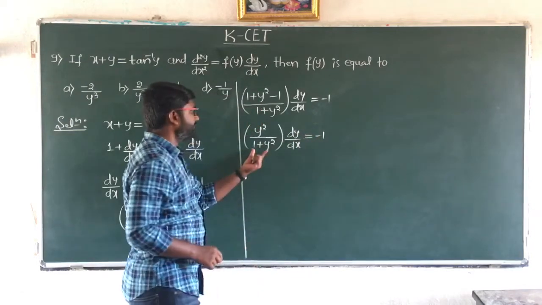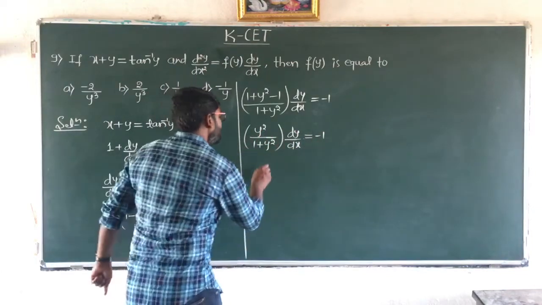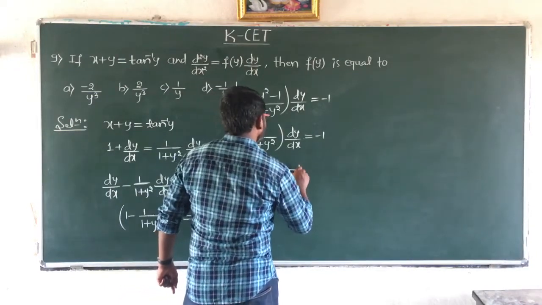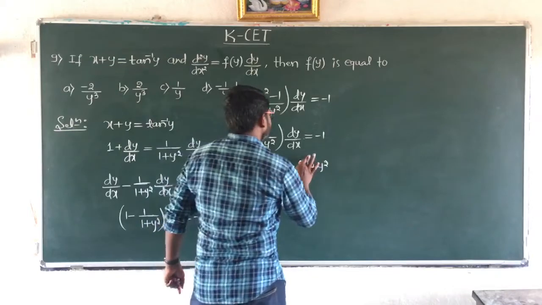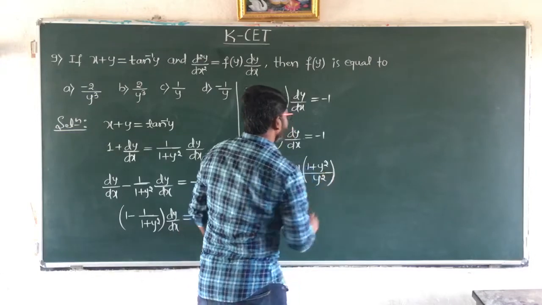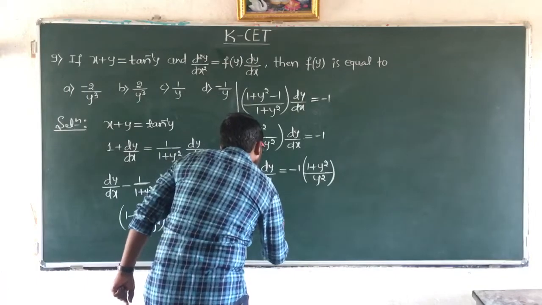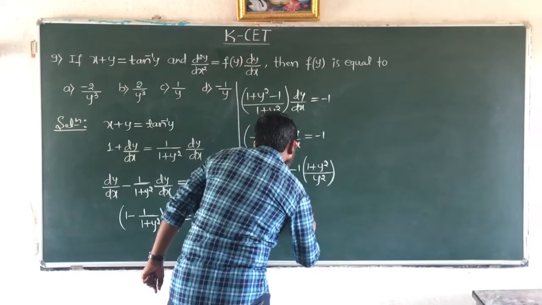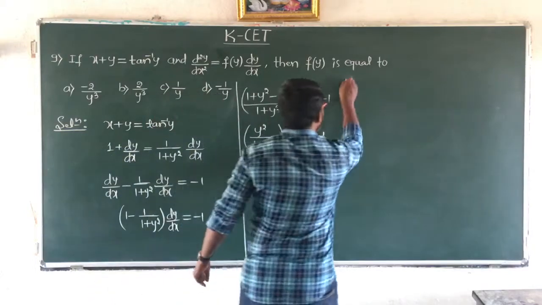Now take 1 plus y square to the RHS, it goes to the numerator, and y square to the RHS, it goes to the denominator. dy by dx is equal to minus 1 into 1 plus y square, the whole divided by y square. Now split the terms into two terms, at the same time multiplying the minus inside. So we get dy by dx equal to minus 1 by y square minus 1. Now differentiate again with respect to x.